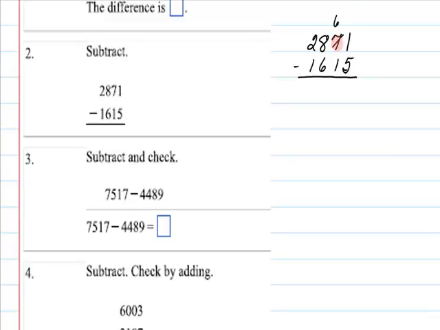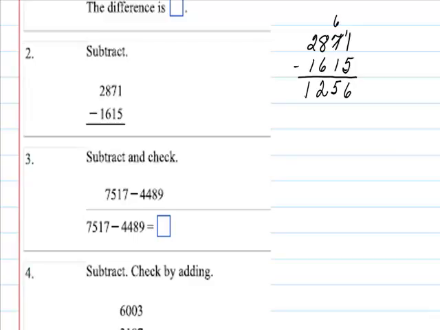So I borrow from the tens. Now I only have 6 there. Bring the 1 there. So instead of 1, now I have 11. So I have 11 minus 5 is 6. 6 minus 1 is 5. 8 minus 6 is 2. And 2 minus 1 is 1. The difference is 1,256. Do not include commas when you put these in My Math Lab.